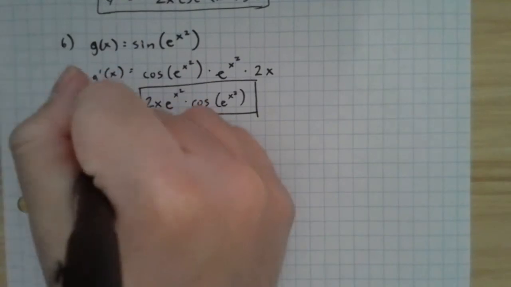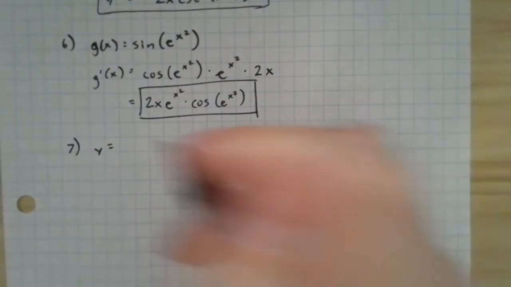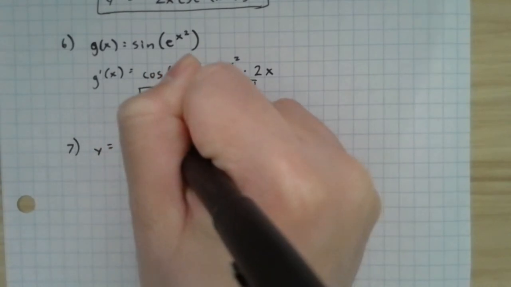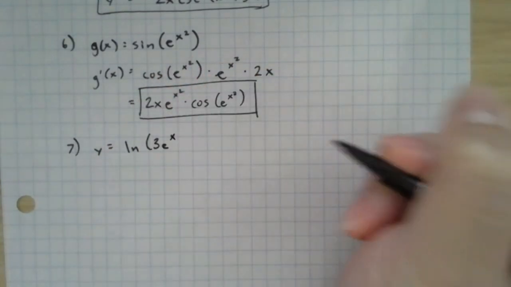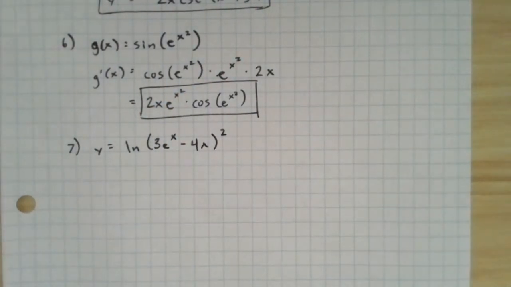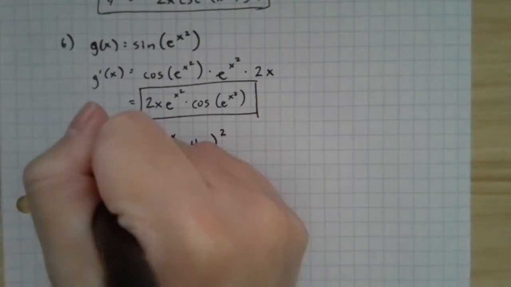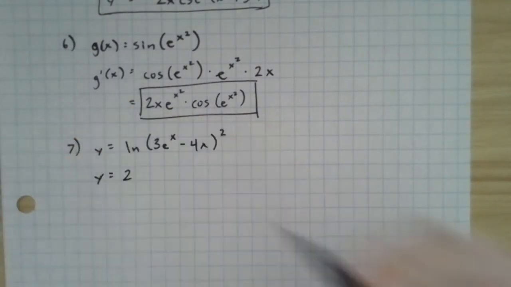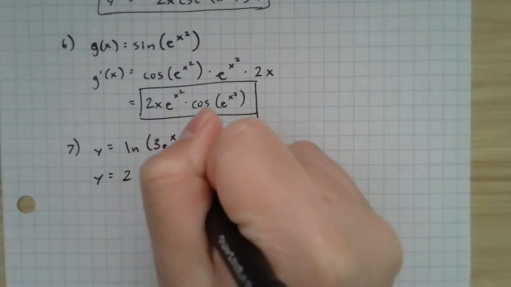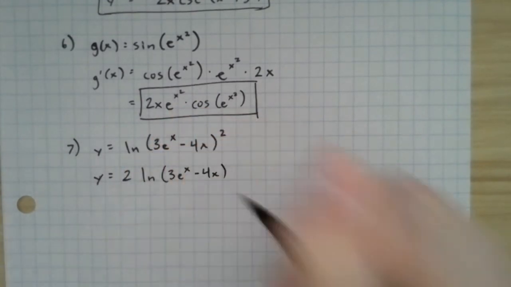Here's another one. y is equal to ln of 3 times e to the x minus 4x, all that to the second power. So first things first, I'm going to exercise the rule of exponents for logs. So that means I can move that 2 to the front there. So I'm only dealing with ln of 3e to the x minus 4x.